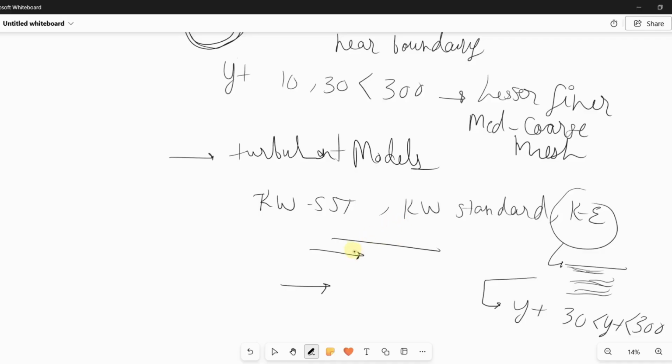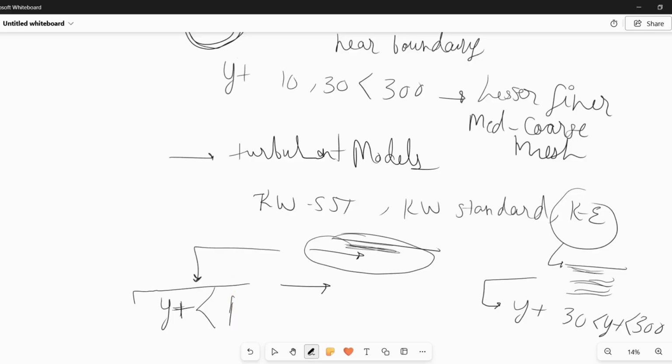So k omega resolves this part accurately, very high. If I say for this, you can guess it yourself. So y plus is very fine. The mesh near the boundary is very fine. That's why the model is able to resolve the boundary accurately. So your y plus is less than 1.